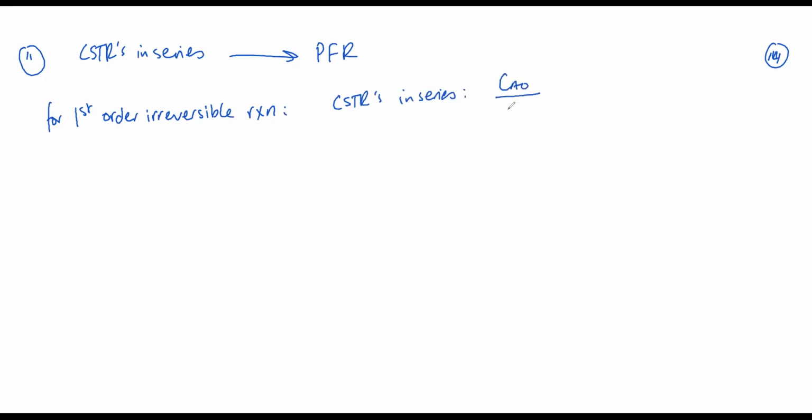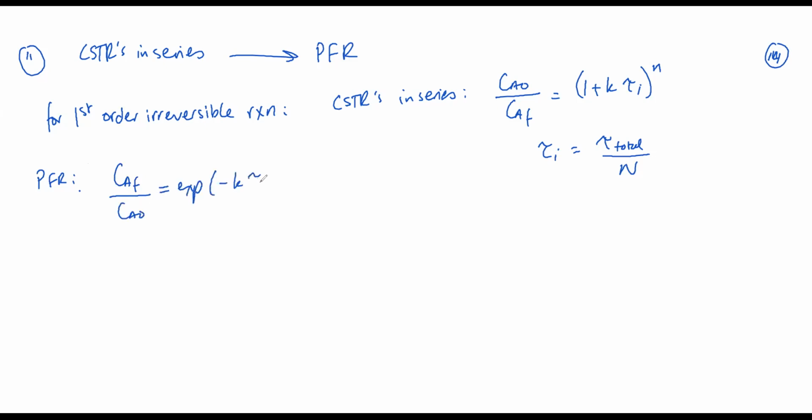CA naught over CAF is equal to 1 plus K tau i to the power n. And if you recall, tau i is equal to tau total over n. In the previous homework, I drew the diagram and we did everything, so you can really watch it there. And for a PFR, again, for a first order reaction, CAF over CA naught is equal to exponential of minus K tau.